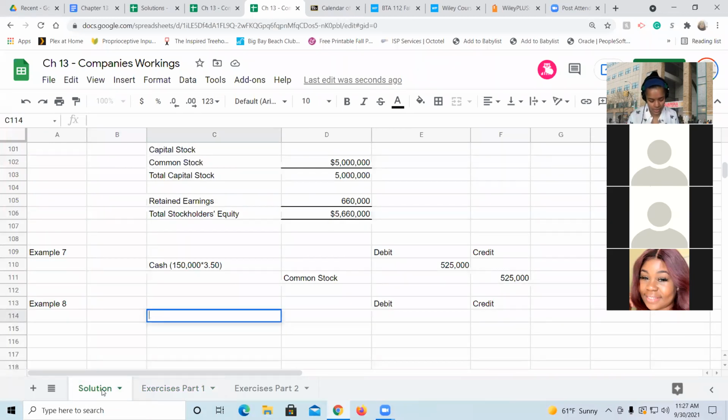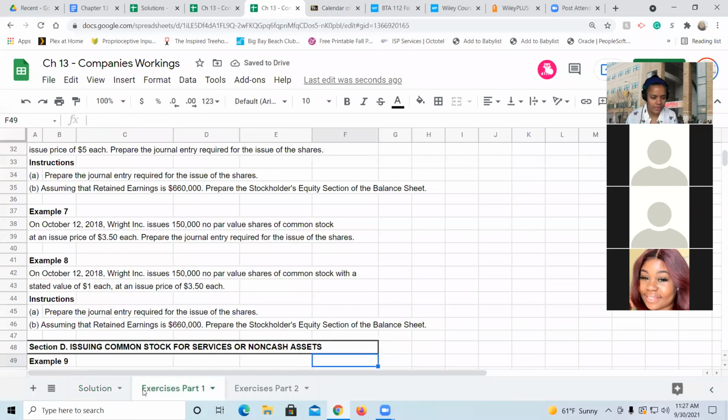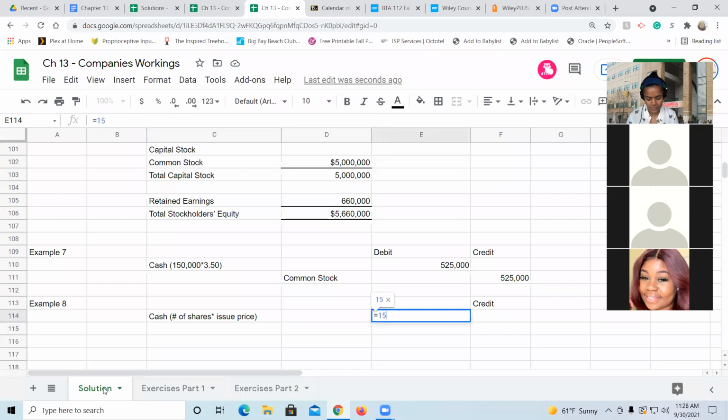The cash is going to be the number of shares times the issue price. That's what we follow. And if you go back to the question, it's 150,000 times $3.50. So 150,000 times 350. That's 525,000. It looks familiar because it should be the same as before.